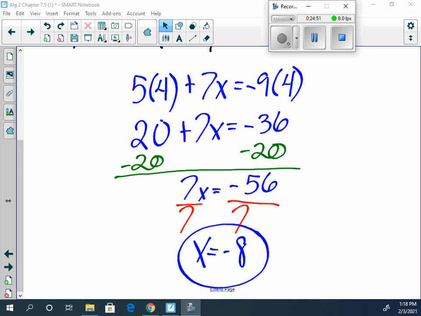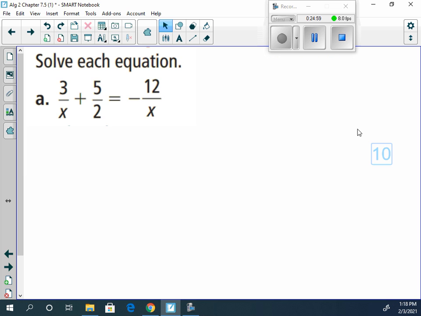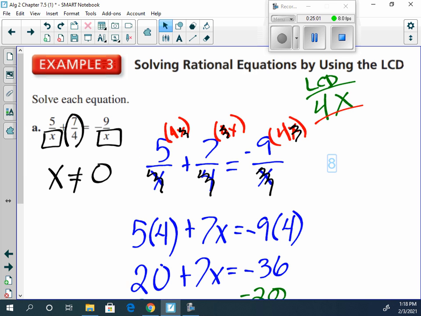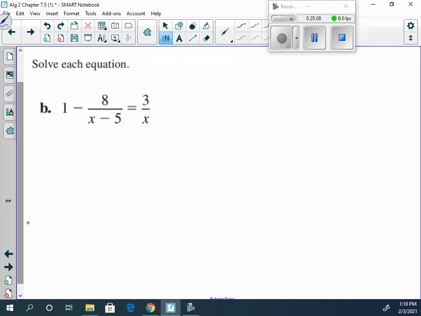Any questions on any of this here? Okay. We're going to do this one here. This will be the last one we do today, and then we'll let y'all go on and get started on the assignment.